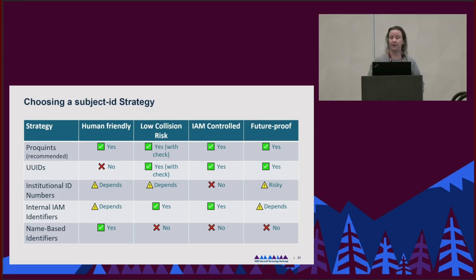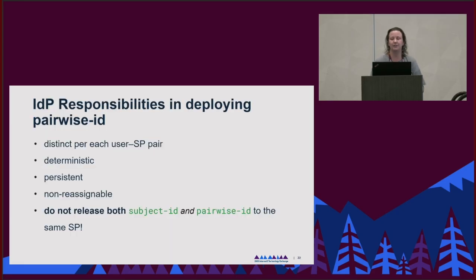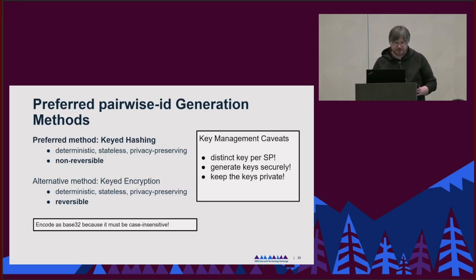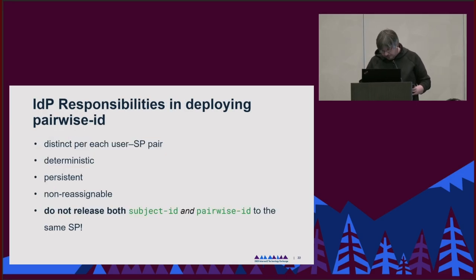I'm going to turn it over to Gabor now, who's going to talk about IDP responsibilities in deploying pairwise-id. Thank you, Joanne. As you know, the IDP has some specific responsibilities with regard to pairwise-id, because it's really important that a distinct pairwise-id be released to a different SP, even for the same user, obviously. This means that there's a specific technique that the IDP must deploy in the generation of these things that we'll get into here in a moment.